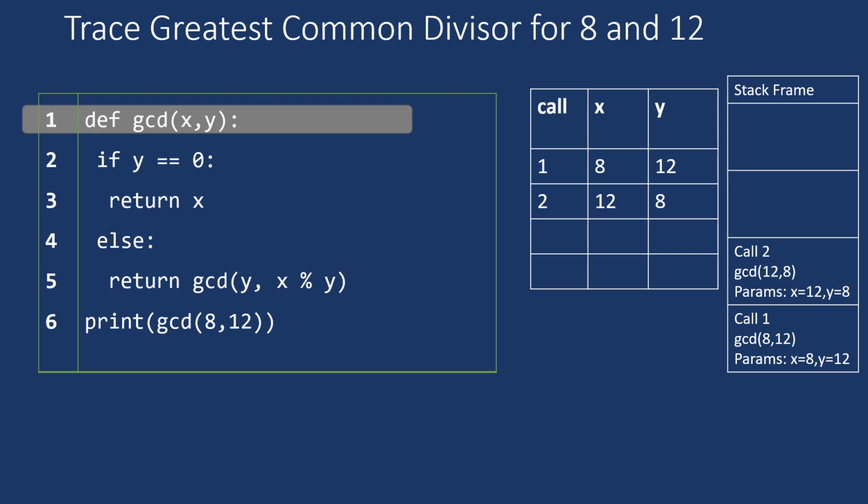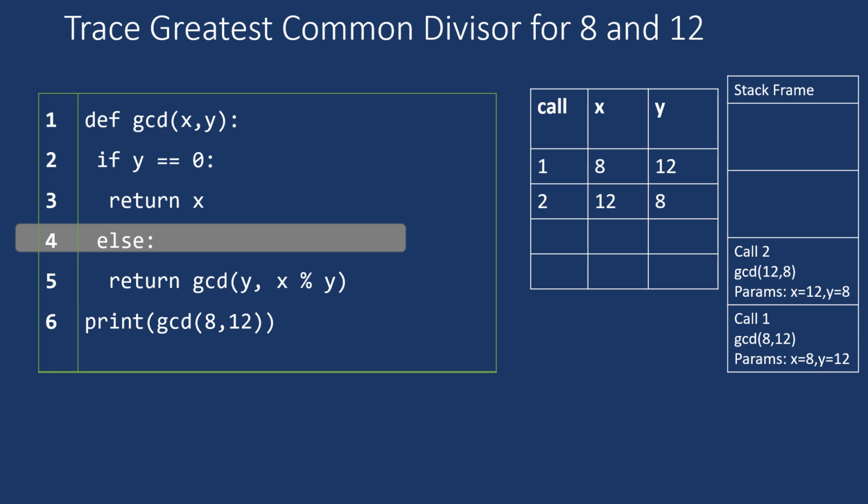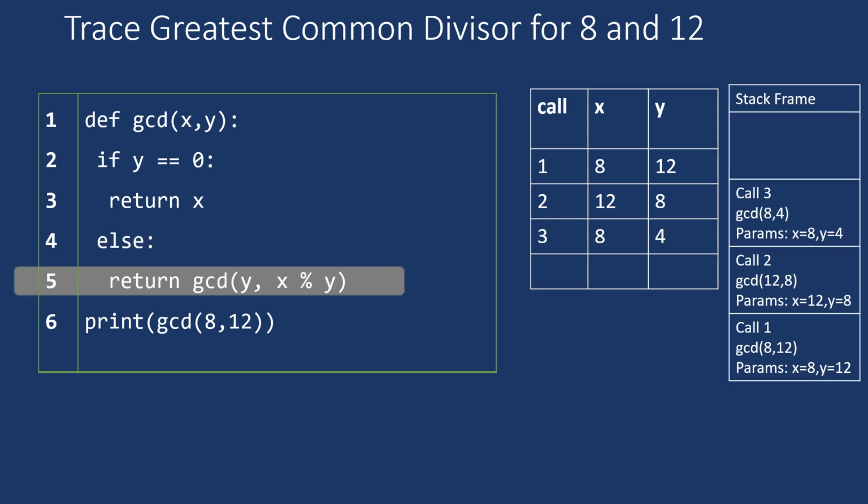So next we're on our second call now, and again y doesn't equal 0, so we execute the else part of the clause, and then again we're making now a third call to our GCD function. Now our value of x is now 8, and our value of y is now 4. 12 mod 8 gives us a remainder of 4. So 8 goes into 12 once, but we have a remainder of 4. So that's why y is 4.